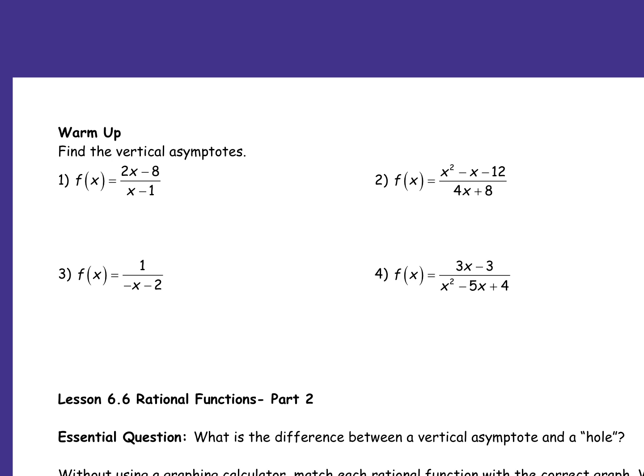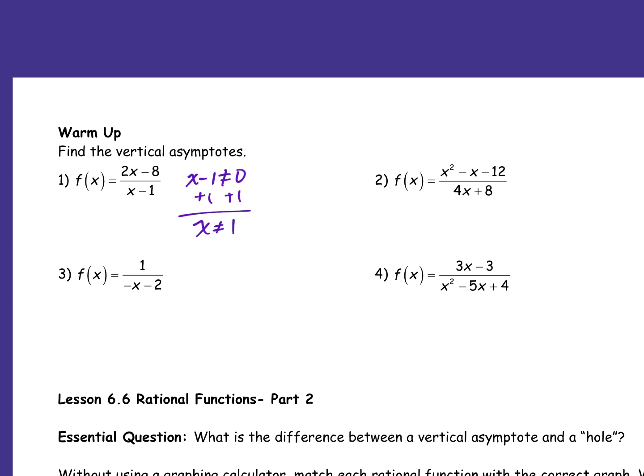So on the first one, it's already simplified. So I can say x minus 1 cannot equal 0. So I'm going to add 1. So x cannot equal 1. Okay, so that's where my vertical asymptote is, at x equals 1, right?